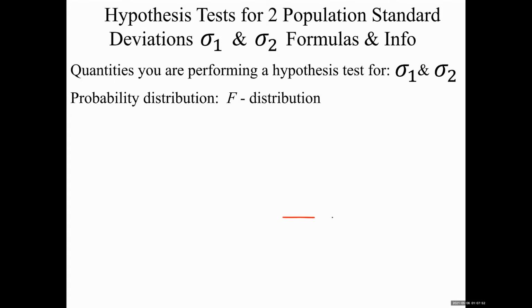The F distribution, just so you know, looks like the chi-square distribution. It looks almost the same. So you have to label it. But anyway, you're going to use the F distribution. So again, only if it's a 2 population sigma problem, then use the F table.